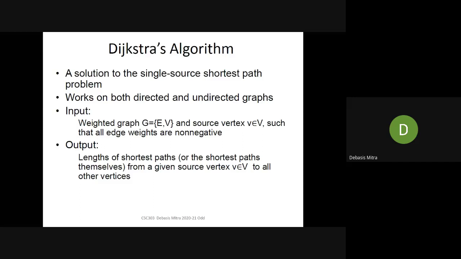But one forward pass of Dijkstra's algorithm will take you to a position where you will be able to find the shortest path from S to any other vertex. Okay. So the output will be the length of the shortest path or the shortest path.